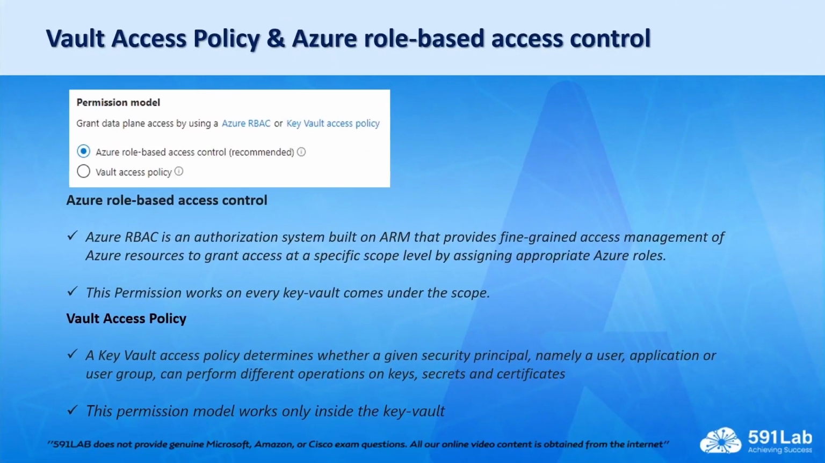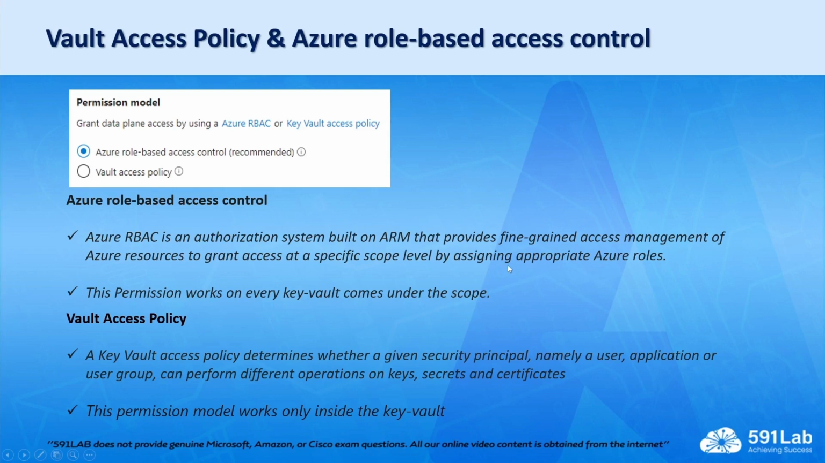We have two permission models for assigning permission in Key Vaults: Azure RBAC and Vault Access Policy. Azure RBAC provides access to Key Vault by using built-in roles like Key Vault Administrator, Key Vault Reader, etc. This permission works on every Key Vault under the assigned scope. While for the Vault Access Policy model, we have to specify the permission explicitly inside every Key Vault. Permission assigned under this model can manage only the keys, secrets, and certificates within the defined Key Vault.